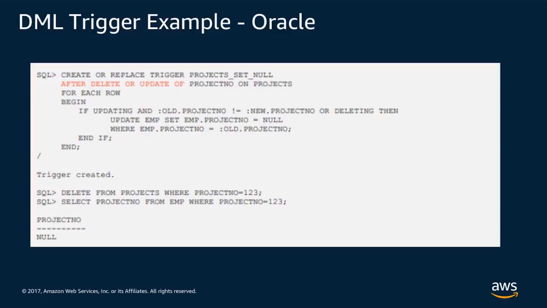So let's look at an example like we did for the previous features as well. Let's look at an example in Oracle. This trigger is called project_set_null. It's just the definition of the trigger. But what I want to make sure is that project number is the primary key in the table called projects.